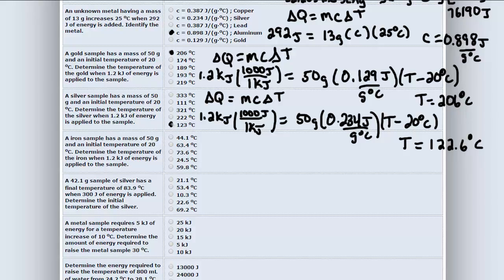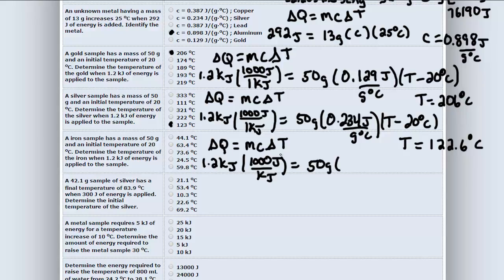An iron sample has a mass of 50 grams. 20 degrees Celsius is the initial temperature. We want to find the final temperature when 1.2 kilojoules of energy is applied. Same problem, just different substance again. ΔQ equals mcΔT. So we have our 1.2 kilojoules. There's 1,000 joules in a kilojoule equals 50 grams.